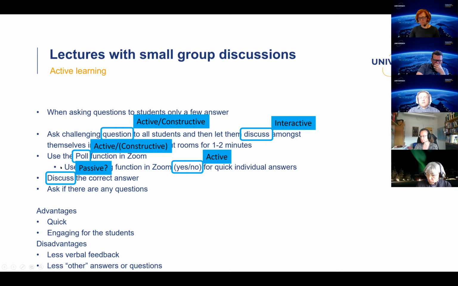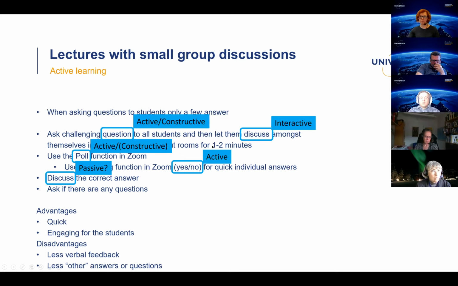When I discuss the correct answer, that is mostly passive, but since they have been engaging with the question previously, it borders on active when we come to this part. The advantage is that this is a very quick way of doing it. I don't have to wait for the students to get back to me. It's engaging for the students to discuss amongst themselves. But on the other hand, I get less verbal feedback this way, and also fewer other answers and questions.